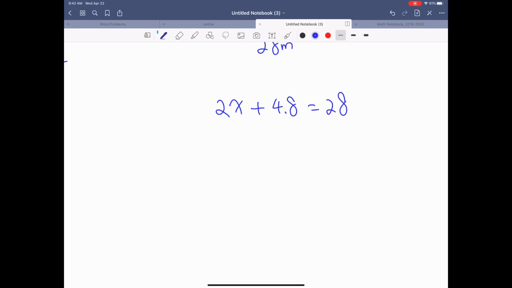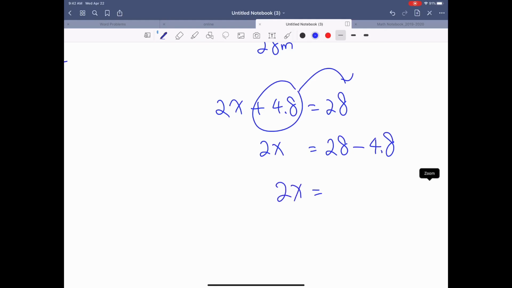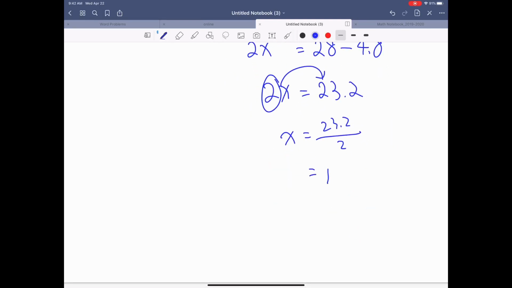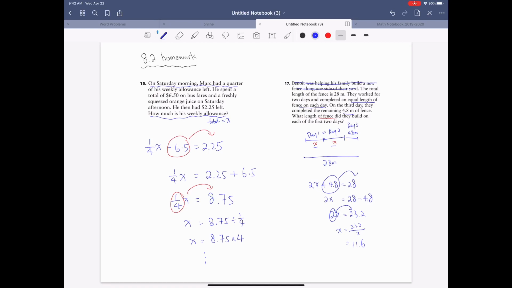Okay, that's your equation. And then you want to throw this over to the other side. You always want to look for equal relationships. Okay, it's all about interpreting the question. That's it. Change it to minus when you flip it over. And solve this. This will equal 23.2, I guess. Yes. And then x equals 23.2 over 2. Throw over to the other side. Change it to divide. That's 11.6, I guess. Is that right? Yes. Okay. So that's the length of the fence they built on each of the first 2 days.